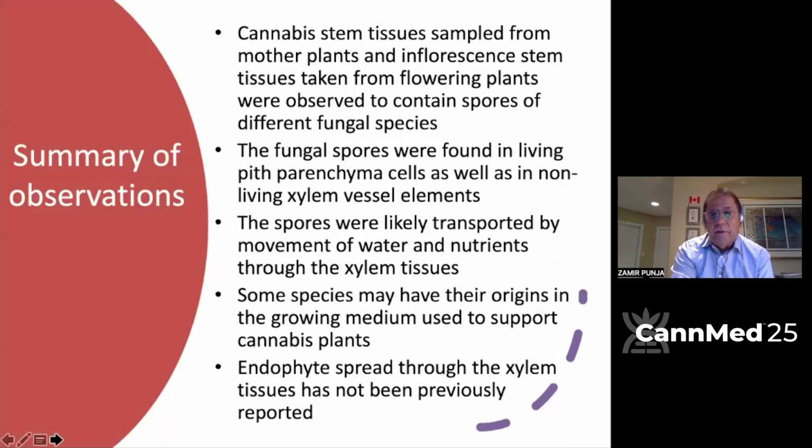Okay, so here's the summary. We did find these spores in stem tissues, in inflorescence tissues. We found them in the pith parenchyma cells. We found them in the xylem vessels. We think the spores are being moved around with the water and the nutrients up and down the plant. And we also think that some of the sources of these microbes is the material, the growing medium, whether it's coco or soil, that might be allowing these microbes to gain access to the plant.